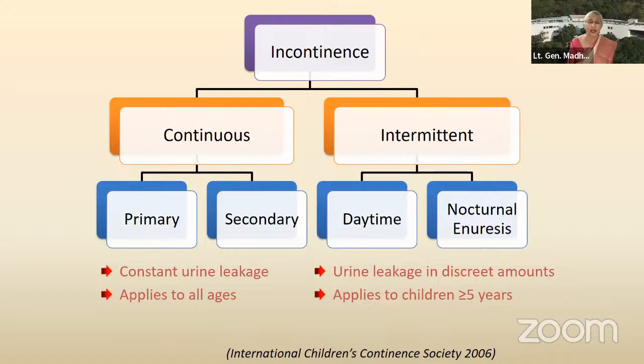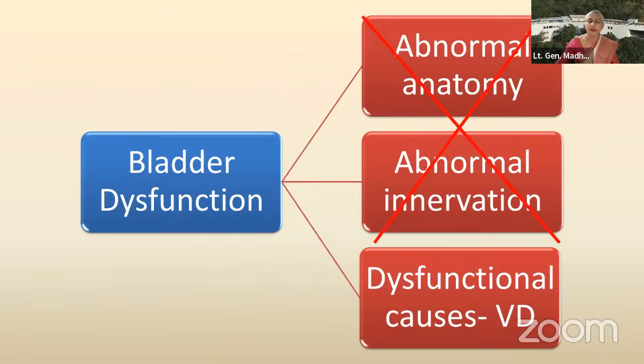So therefore, continuous is constant urine leakage and applies to all ages. Whereas intermittent is urine leakage in discrete amounts, and generally we talk of it after 5 years or once continence has been achieved by the child. So bladder dysfunction could be because of an abnormal anatomy, as I said, an ectopic ureter, or it could be an abnormal innervation, which is the neurogenic bladder.